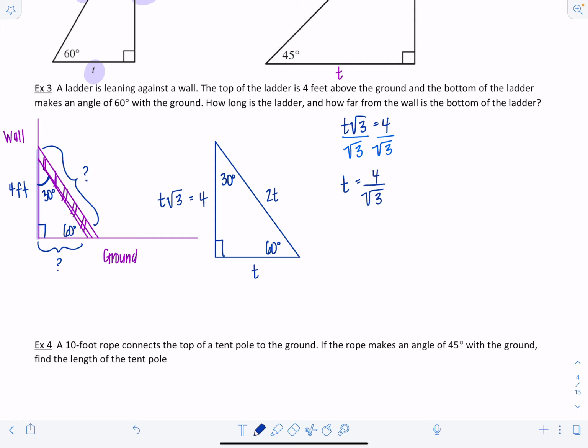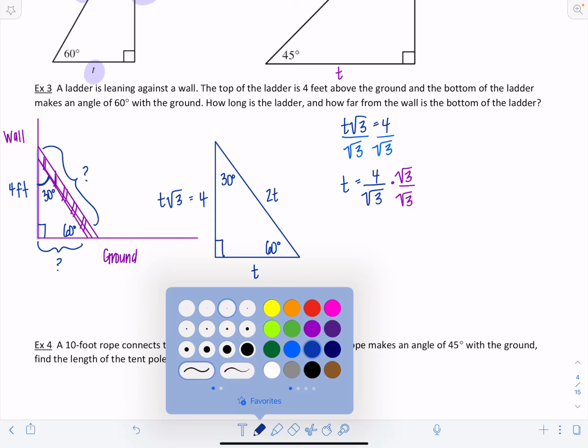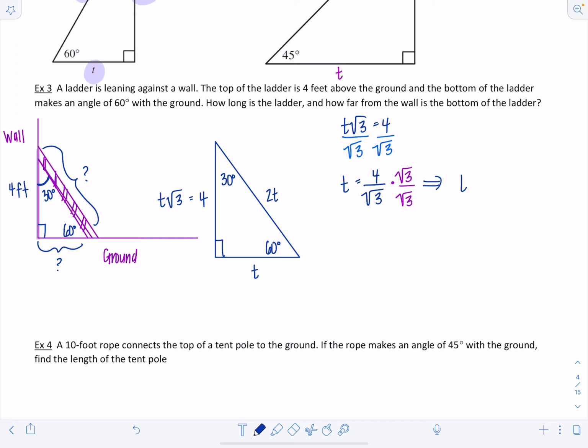Now I can't leave my answer like that. I'm not allowed to have a radical in the denominator. So we're going to rationalize. We're going to multiply by rad 3 over rad 3. So now I have that T equals 4 rad 3 over rad 3 times rad 3. That's rad 9, which is 3. So now I know how far from the wall is the bottom of the ladder. It's 4 rad 3 over 3 feet. That's that part. Now, how long is the ladder?